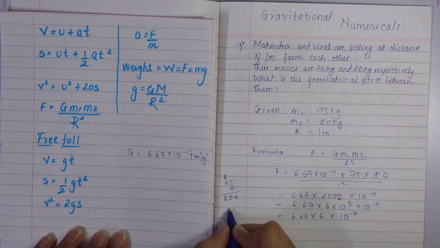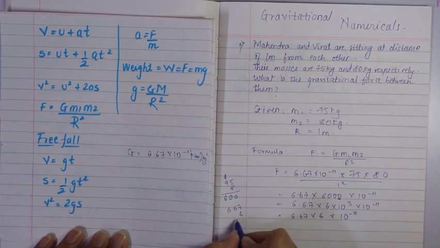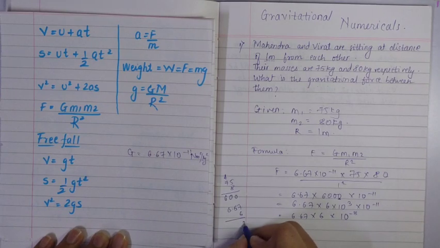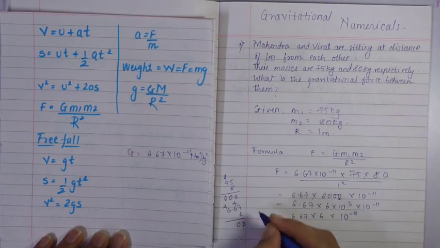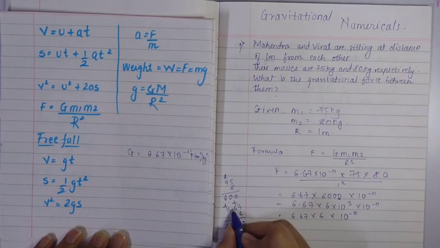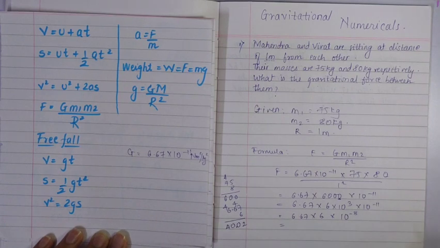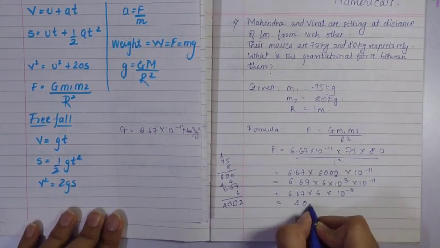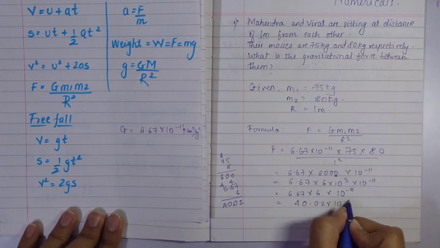So what do you have to calculate now? 6.67 into 6. 6 sevens are 42, write 2 and carry 4. 6 sixes are 36 plus 4, 40. Again 6 sixes are 36 plus 4, 40. There are 2 decimal places here, so I put a point here. That is equal to 40.02 into 10 raised to minus 8.